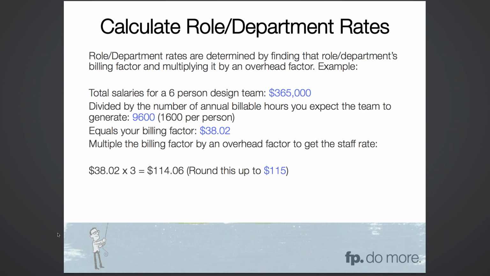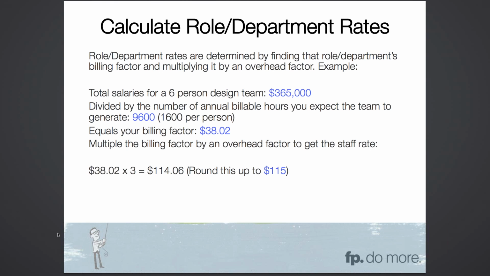Now, just to mention how I came up with that, I basically looked at it as maybe a creative director, or a lead of that team, at about $90,000. I then looked at 2 senior designers, I think I put it at $70,000. Might have been 75, to be honest, I can't remember. And then 3 junior designers coming out at $45,000 per piece. And that's how I came up with that 365. We're then dividing that by the number of annual billable hours you expect the team to generate. That came out to 9,600, and that's 1,600 per person multiplied by 6.